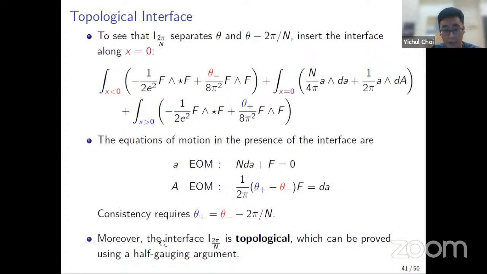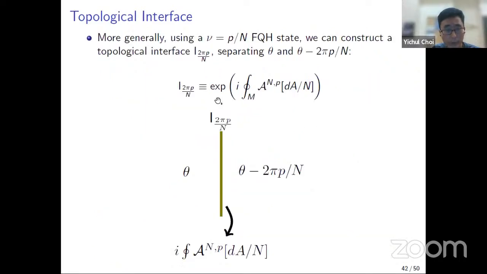Moreover, I'll not prove this, but the interface I_{2π/n} is a topological interface. And this can be proved by gauging some discrete magnetic one-form symmetry on half of the spacetime, but I will not prove this right now. And again, by replacing the U(1)_n Chern-Simons theory by this minimal TQFT, A^{n,p}, we can construct a little more general interface, I_{2πp/n}, across which the theta angle jumps by minus 2πp/n. Here p and n can be any arbitrary integers coprime to each other.